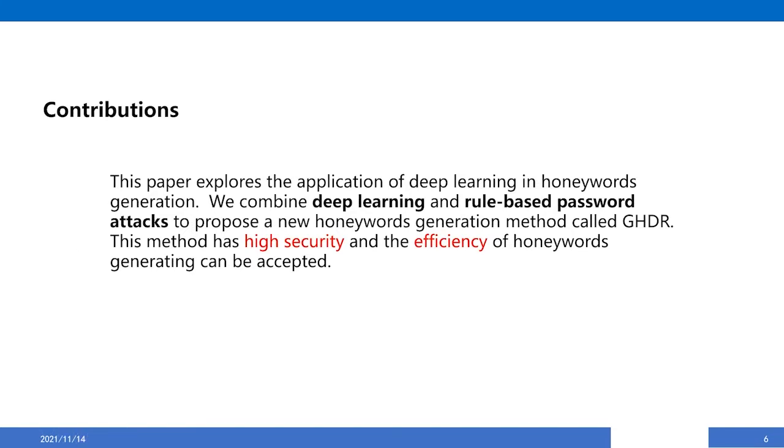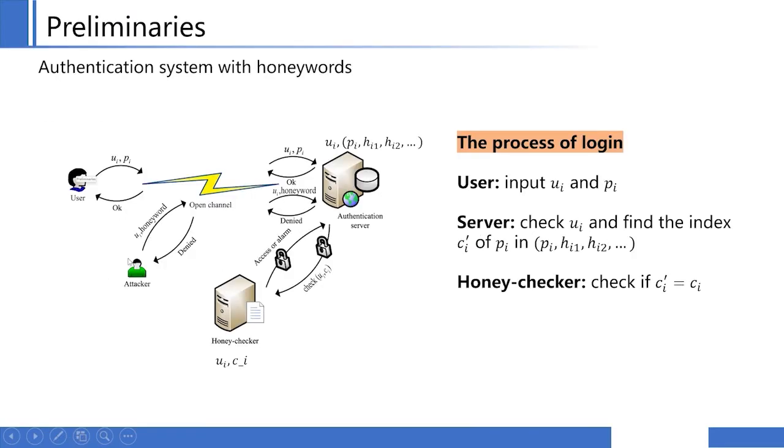In this paper, we have explored the application of deep learning in Honeywords generation. We combine deep learning and rule-based password attacks to propose a new Honeywords generation method called GHDR. This method has high security and the efficiency of Honeywords generation is acceptable. Next is the preliminaries. We will briefly introduce how the Honeywords system works and what a rule-based password attack method is.